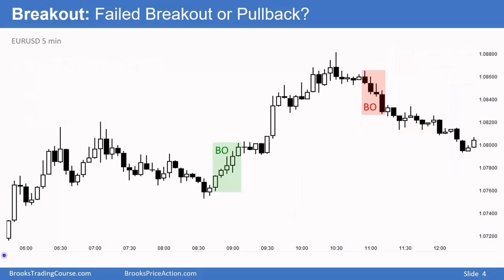We have a bear channel, so a bull flag. It's about a 50% pullback of this initial rally. And we have a bull breakout. We have a bull bar here, so it's a breakout, and the breakout extended for another 5 bars. So you can say the 6 bar rally is a 6 bar bull breakout.